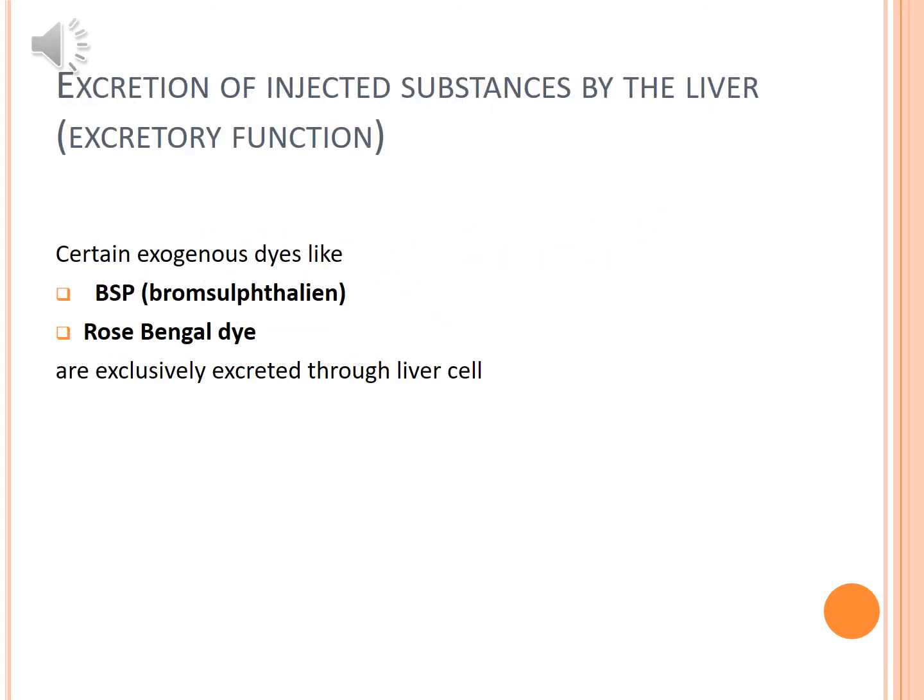And the next test is excretion of injected substance by the liver, excretory function. Certain exogenous dyes like BSP, bromsulphthalein, and the rose bengal dyes are exclusively excreted through the liver cells.